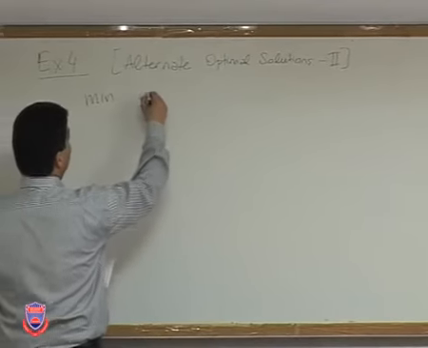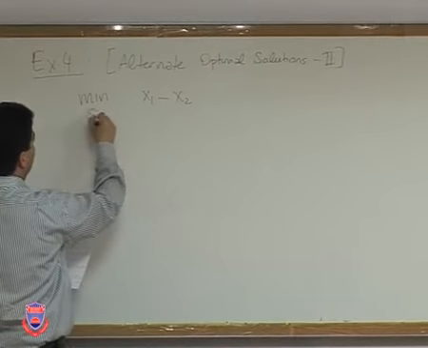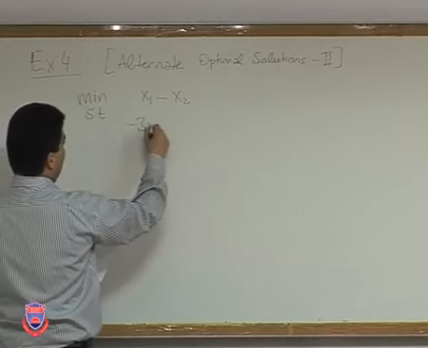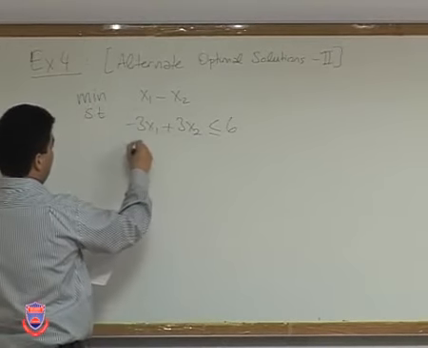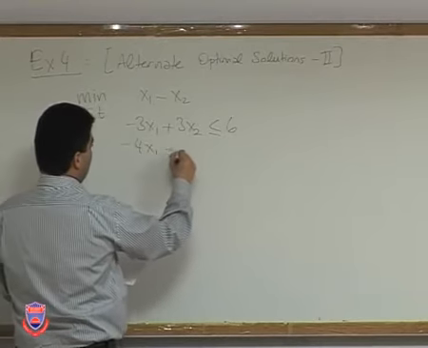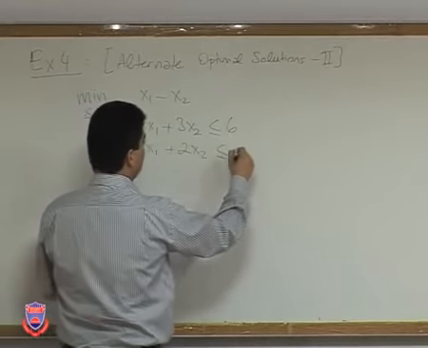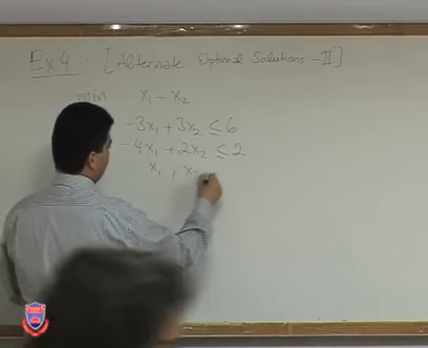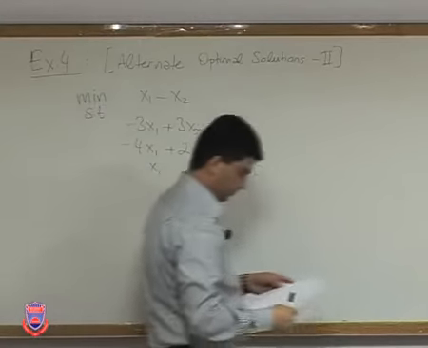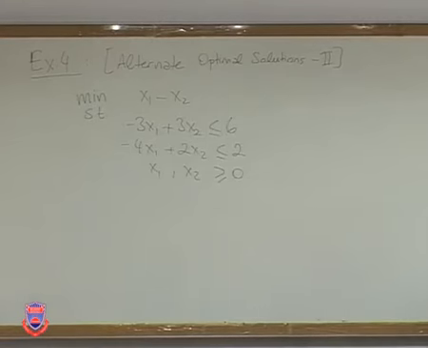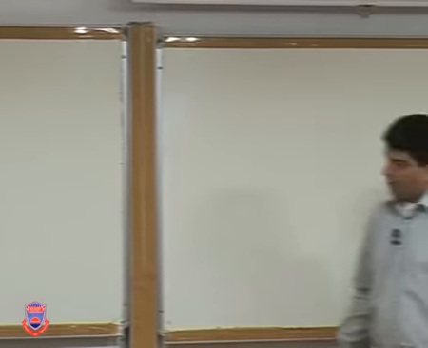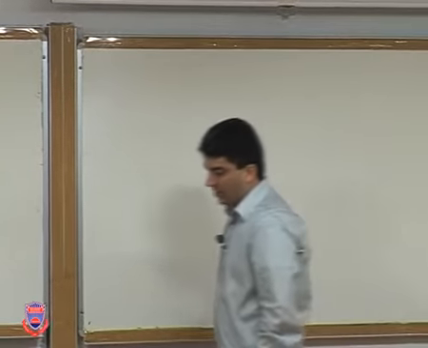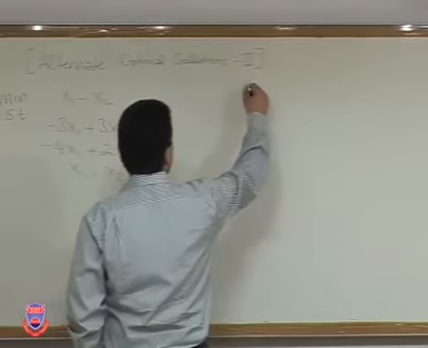And here is how the LP problem looks. We are minimizing x1 minus x2. My constraints are minus 3x1 plus 3x2 is less than or equal to 6, minus 4x1 plus 2x2 is less than or equal to 2, and x1 and x2 are non-negative. Once again, this is an LP problem with only two variables, so we can draw the feasible region. Let's start by doing that.